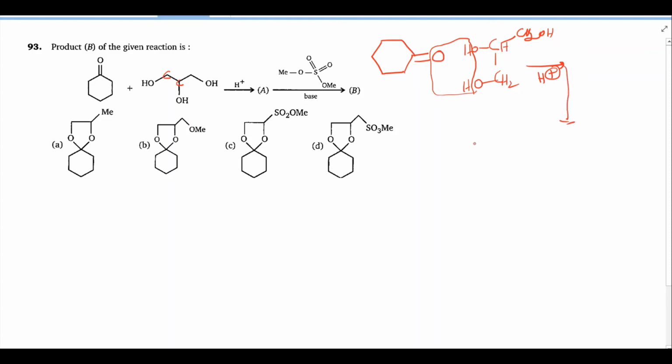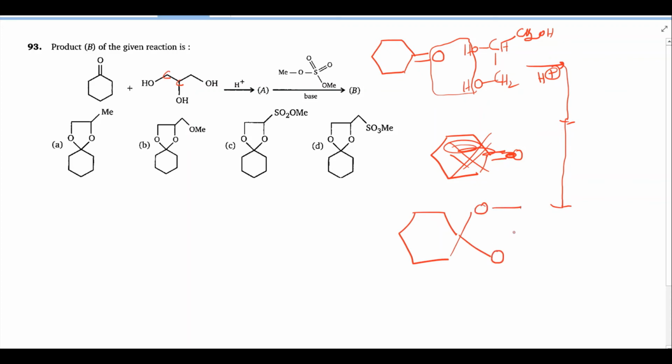So next you are going to get, so this is cyclohexane. This is a double bond. I'm sorry, this is wrong. I'll write it again. This is the cyclohexane, and O is there here. CH is there, CH2OH is there here. This is CH2.